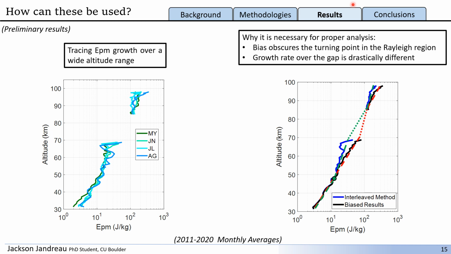Also, the application of bias removal to the Rayleigh region reveals a turning point that isn't quite clear in the biased EPM. These results are, as I said, preliminary, so I don't have answers to these questions yet, but exploring these questions will be my next step.